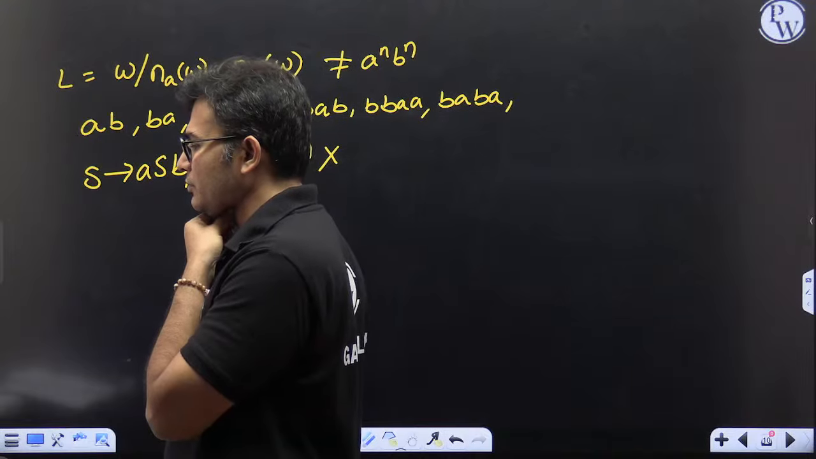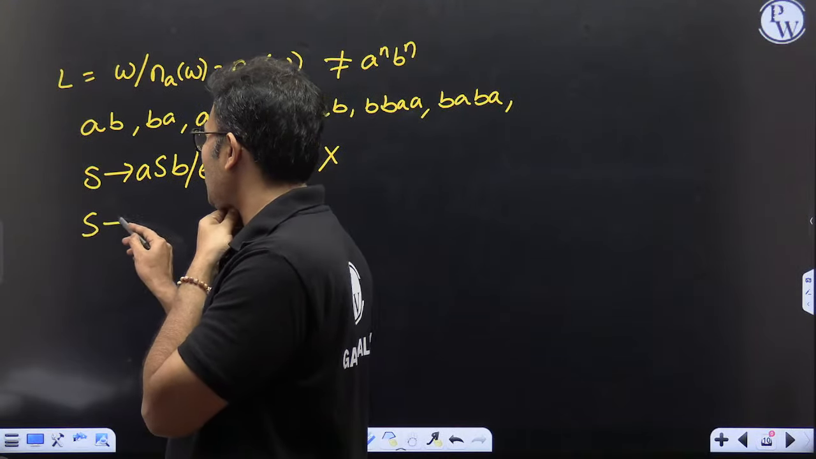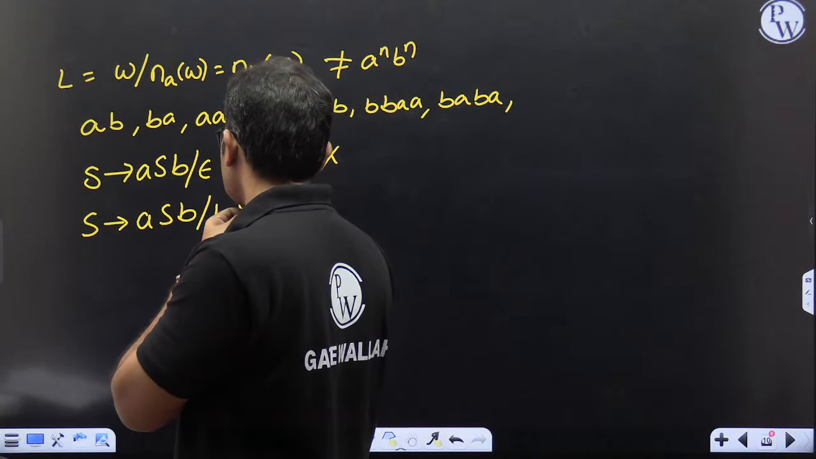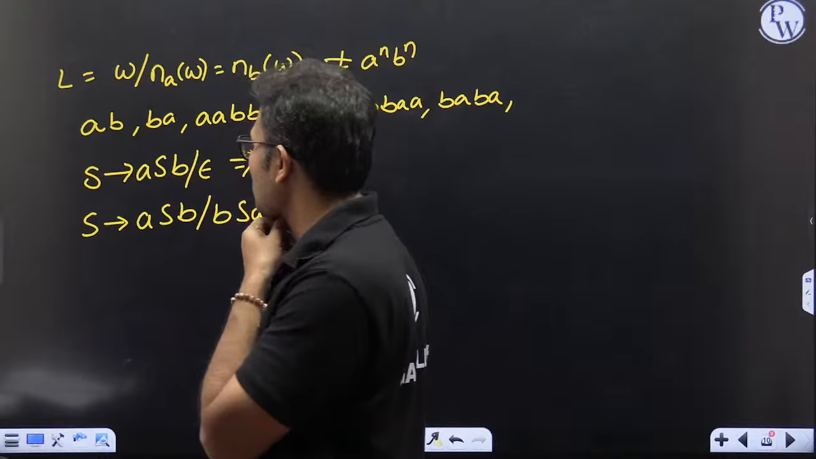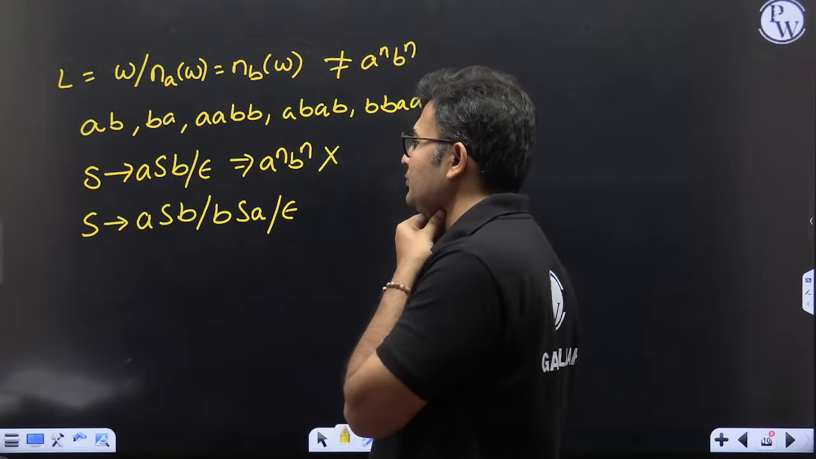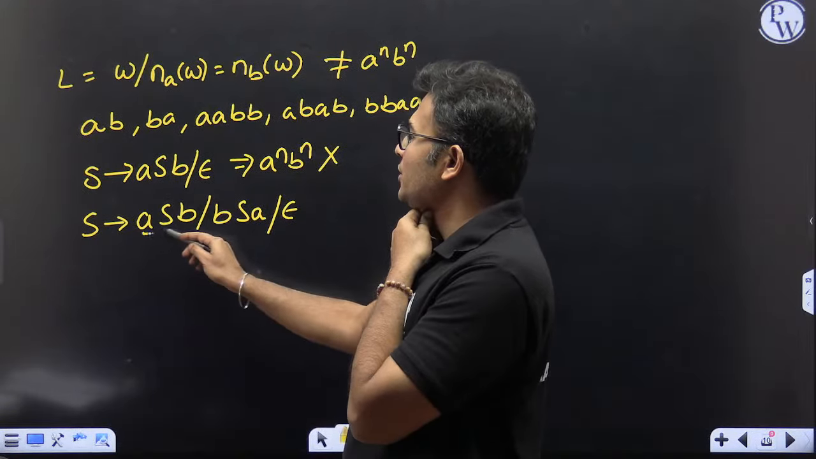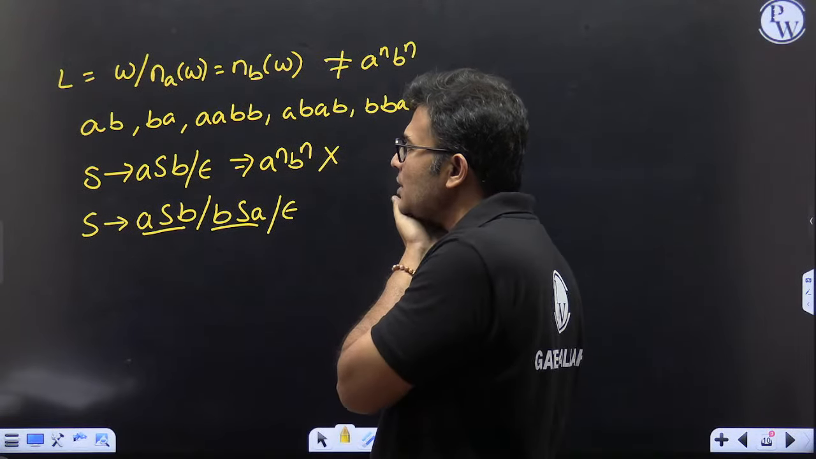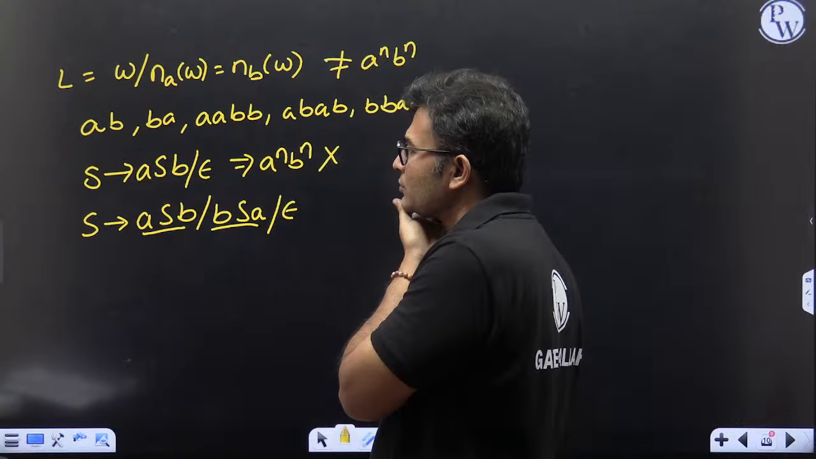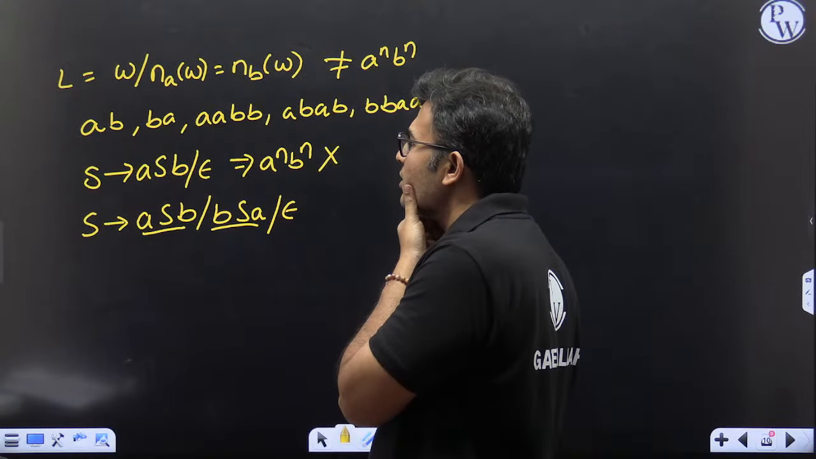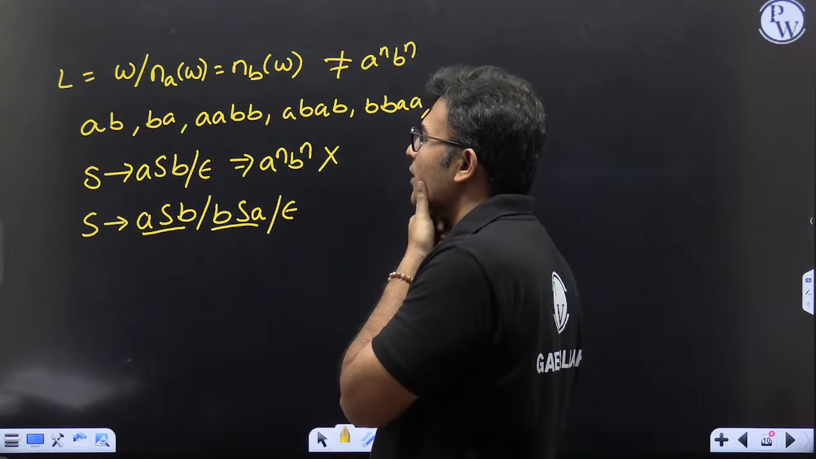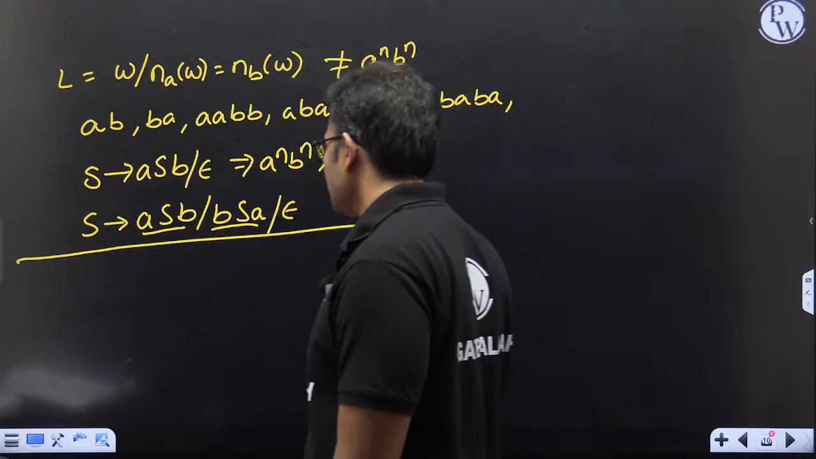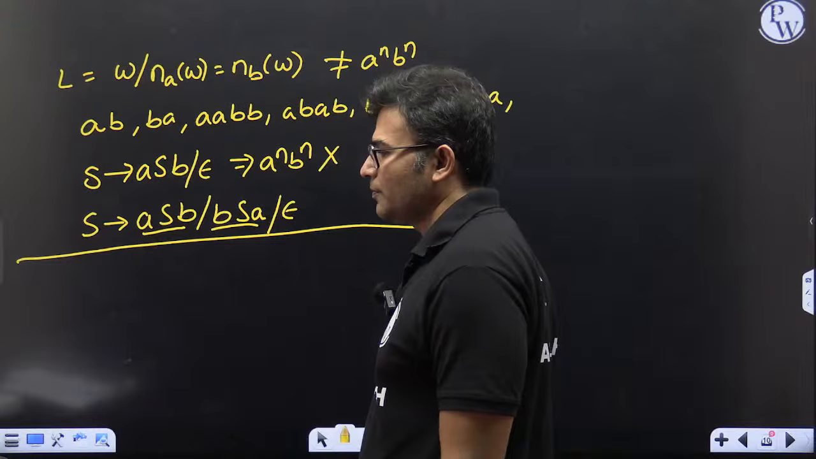Or you may think that you can write like this: S derives a S b or b S a or epsilon, right? What is the problem with this? You cannot put these two side by side, which means A, B, B, A cannot be generated. So what is the shortcut for these questions? I will tell you shortcuts, okay?